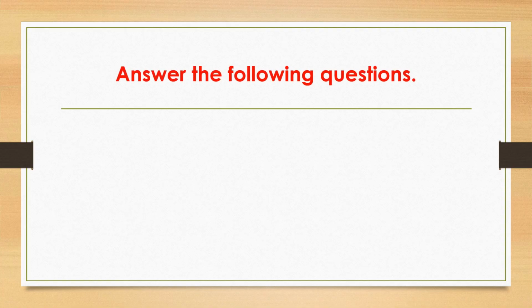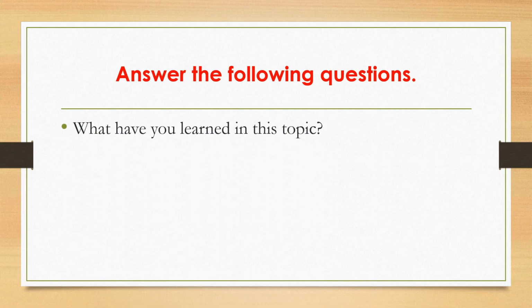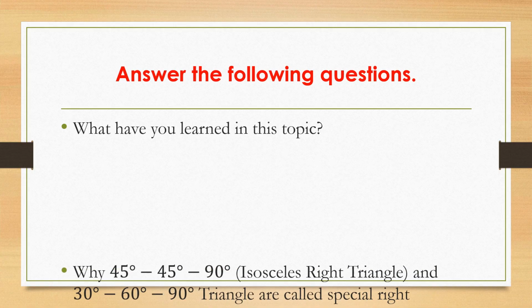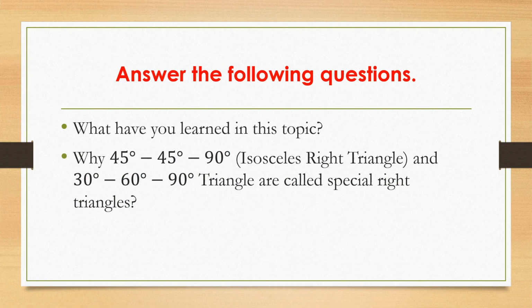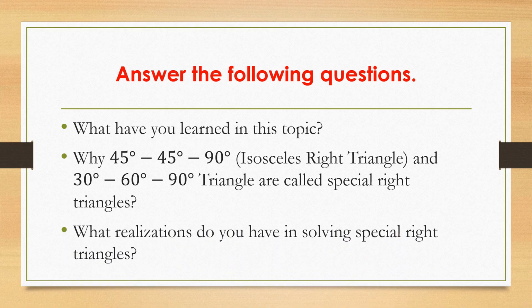Alright, in your notebook, kindly answer the following questions. Number 1, what have you learned in this topic? Number 2, why are the 45, 45, 90 degrees or isosceles right triangle and the 30, 60, 90 triangle called special right triangles? And what realizations do you have in solving special right triangles?